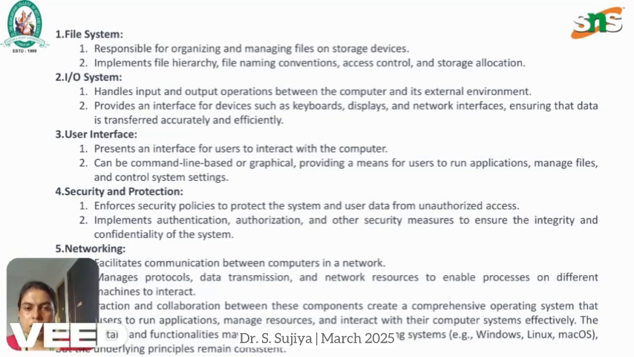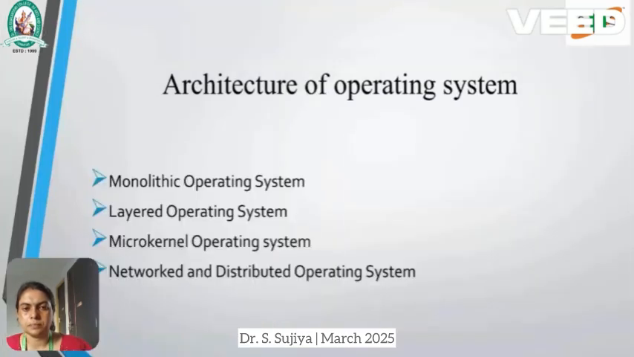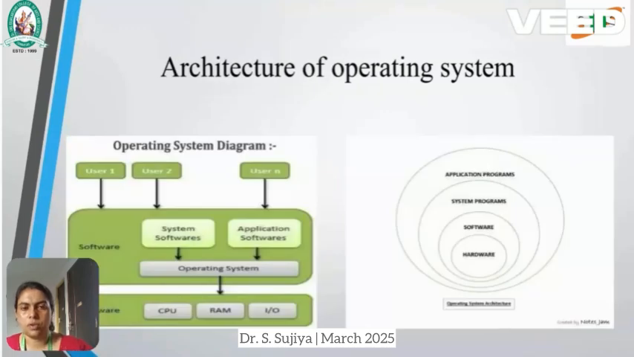Next, security and protection is to protect the system and user data from unauthorized access. Networking is for communication between computers in a network, and it manages protocols, data transmission, and network resources to enable processes on different machines to interact. The collaboration between these components creates a comprehensive operating system so that users can run applications, manage resources, and interact with their computer systems efficiently. So this is the architecture of an operating system.